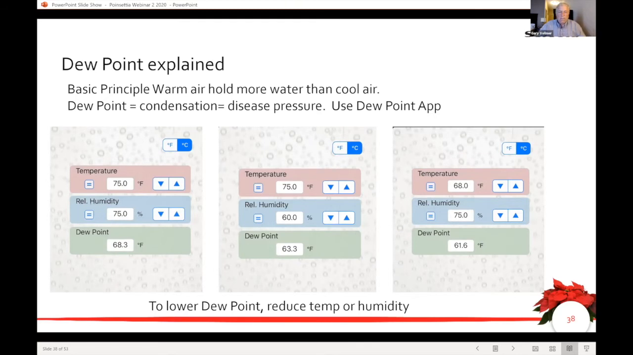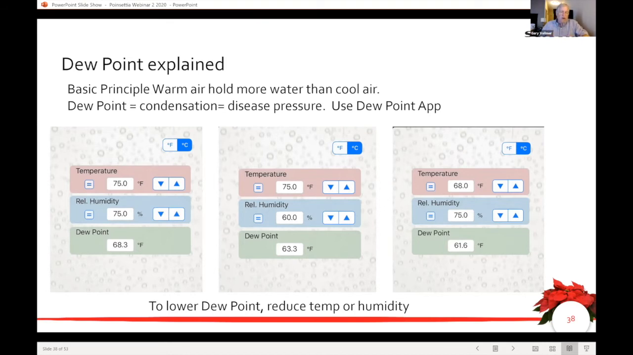So there's a very basic principle. Warm air holds more water than cool air, thus the term relative humidity. It's the humidity relative to the temperature. So this little graphics here are from an app that I encourage you to buy. It's a little app, free app called Dew Point. And it's the best way to understand what's going on.